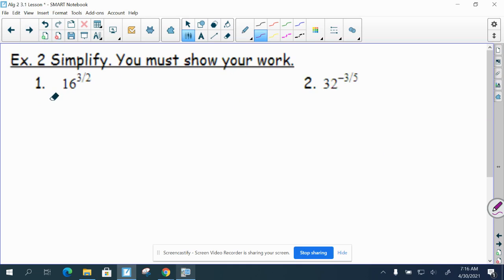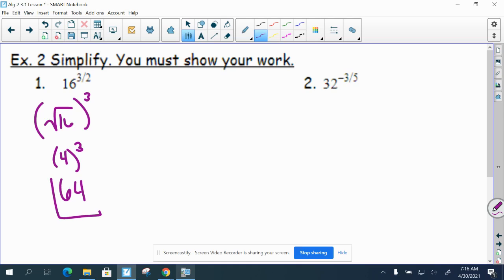Okay, so now we're going to simplify more things. So here we've got a fractional exponent, so we'll rewrite it as the square root of 16 and then to the third power. So that's the first step. And then you would go ahead and evaluate the square root of 16, that would be 4. And then you would do 4 to the third power, which is 64. And so that would be your final answer for evaluating. You want to get it in simplest form.